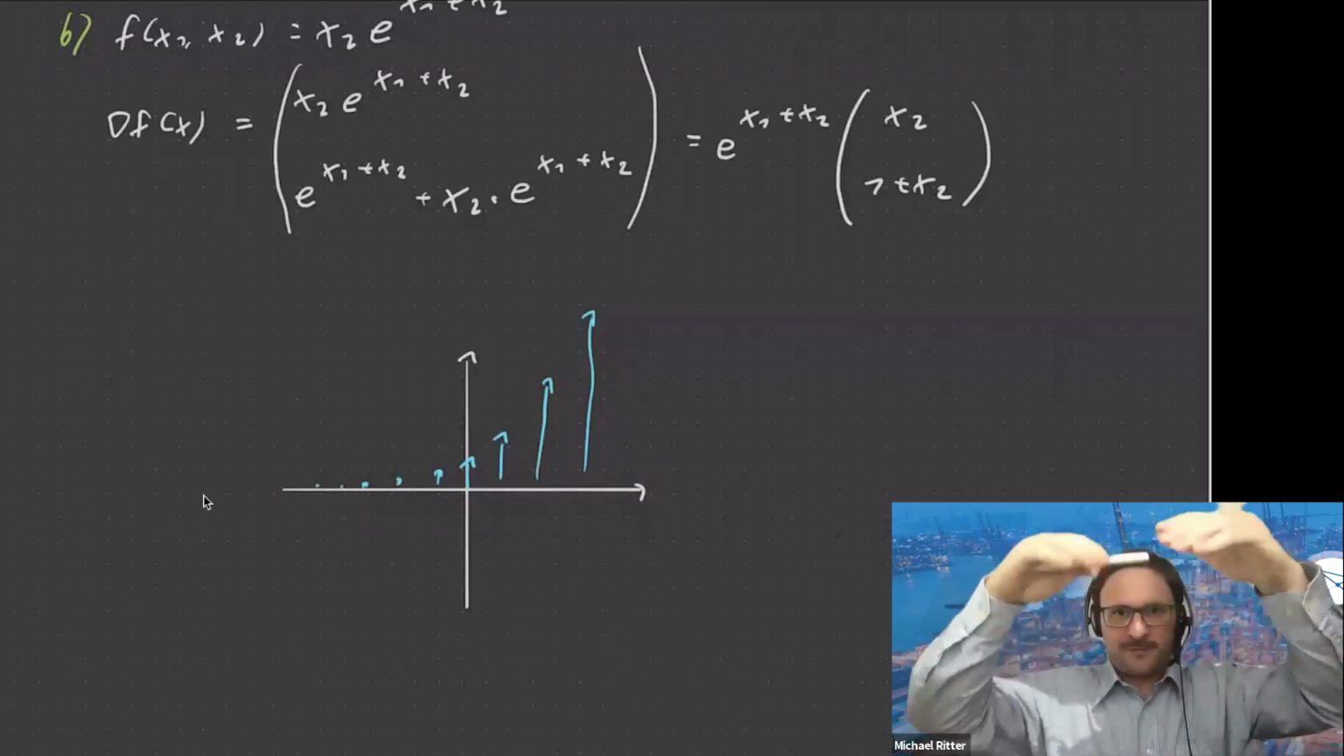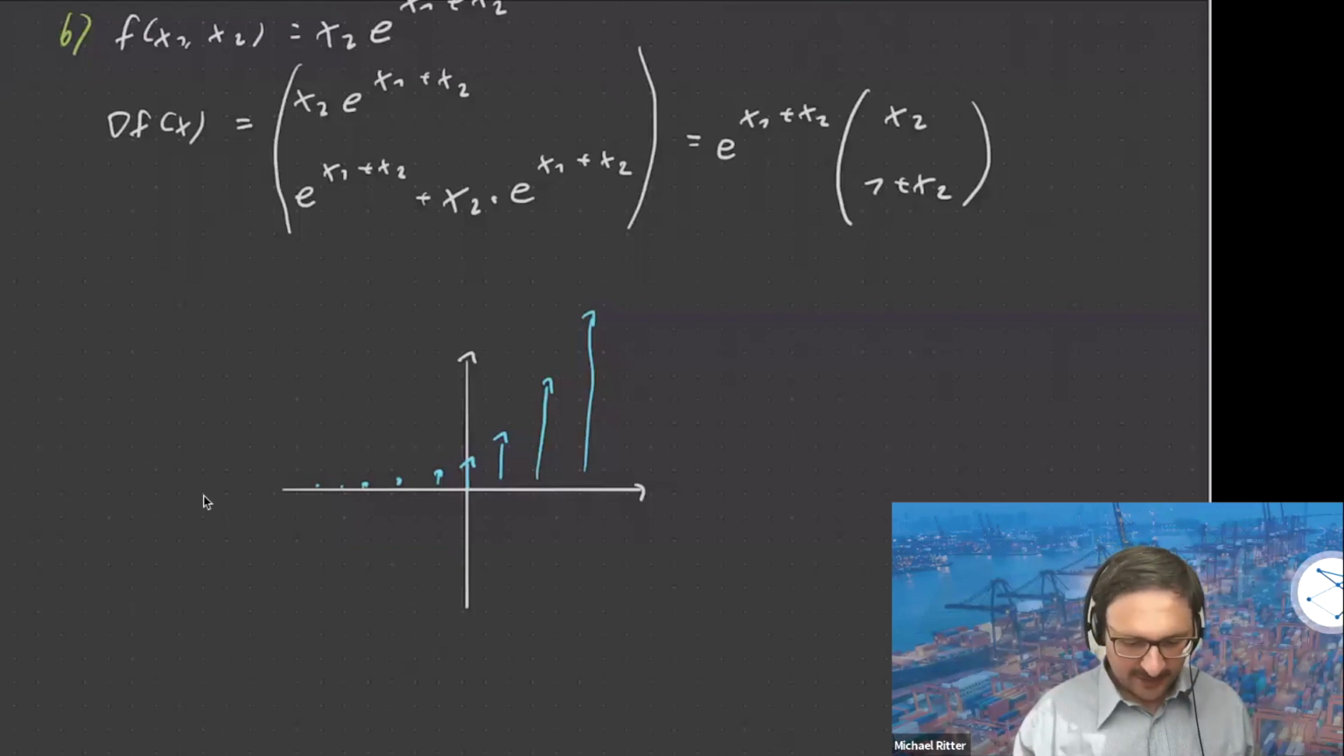Let's move up first. Now what we can see there is, for example, if we move up here a little, let's say somewhere here, so we increase the x2 value, but we don't touch the x1 value, then of course this will increase. The vectors will get longer. And we get a vector of the form (x2, 1 + x2). So for example, if x2 is 1, then we'll have (1, 2). If x2 is 5, then we'll have (5, 6).